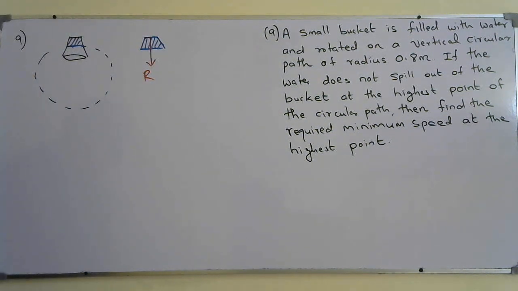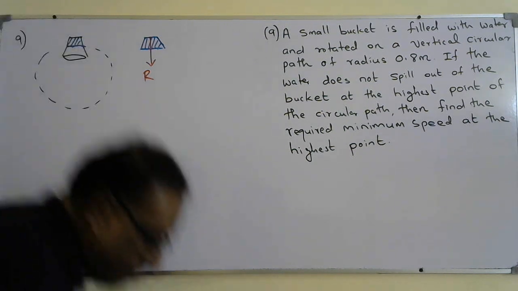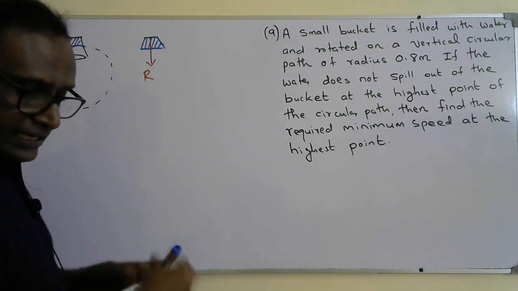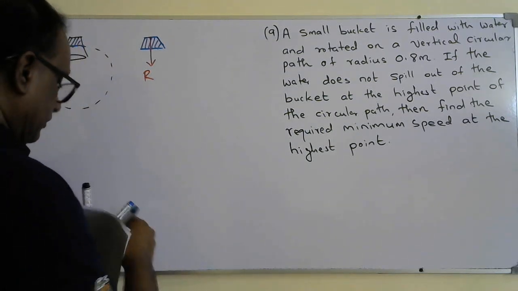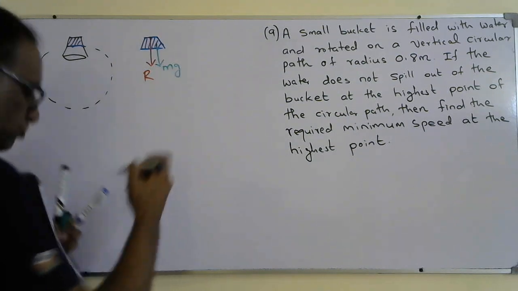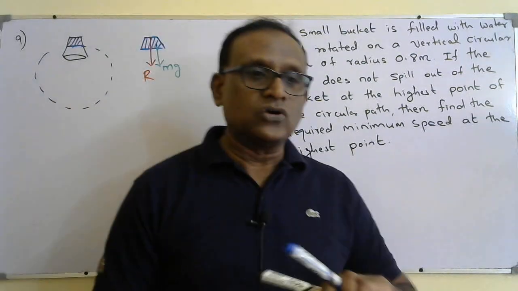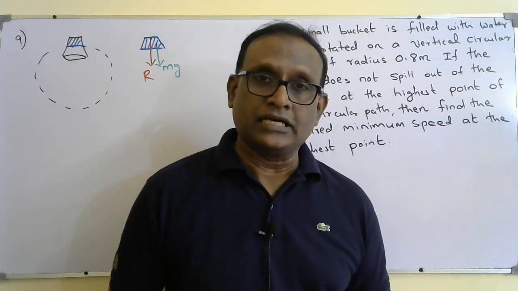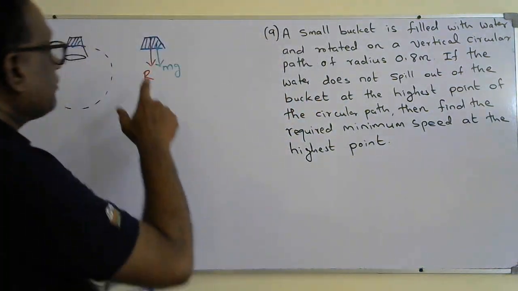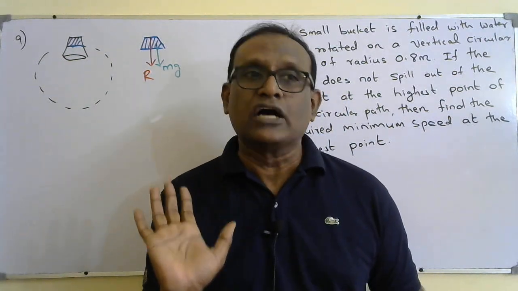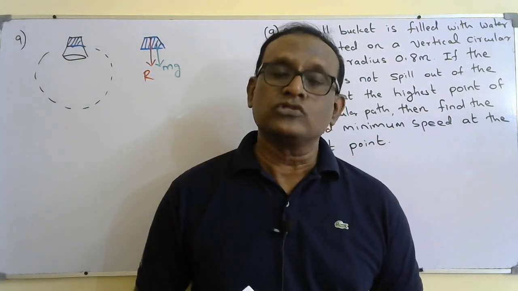In addition to this, the water will have weight also. The weight of the water will act vertically downwards. So these two forces are acting vertically downwards when the bucket is at the highest point, where the bucket will be upside down. Here the R means, again I am telling, the water has the tendency of moving away from the center due to the centrifugal effect.